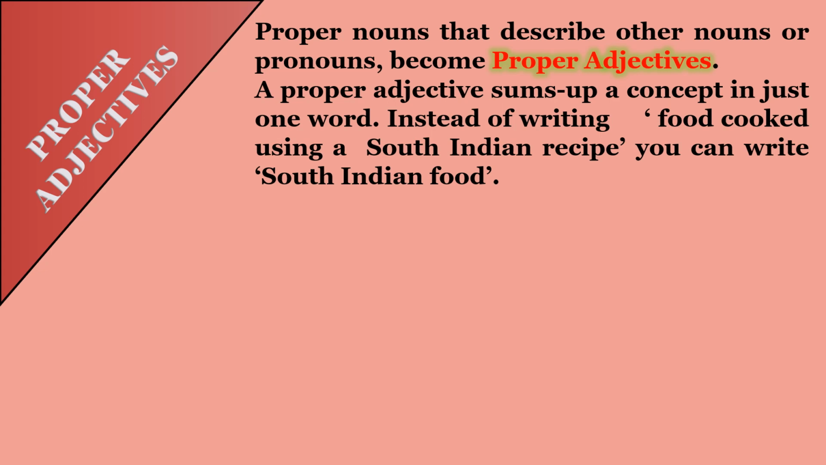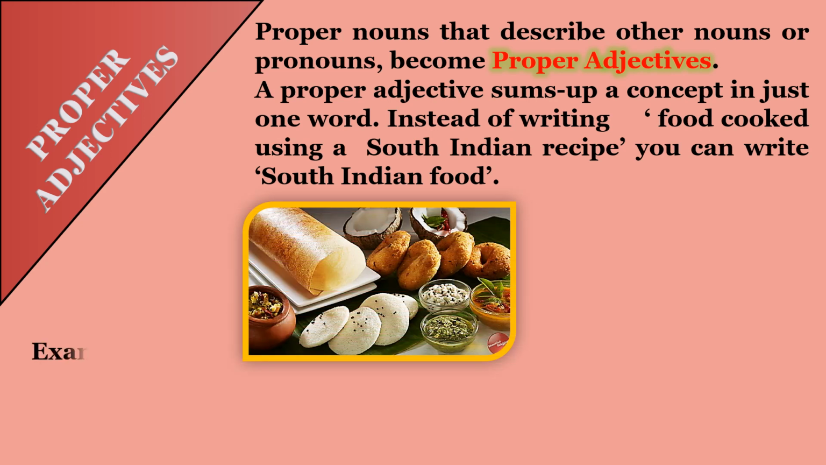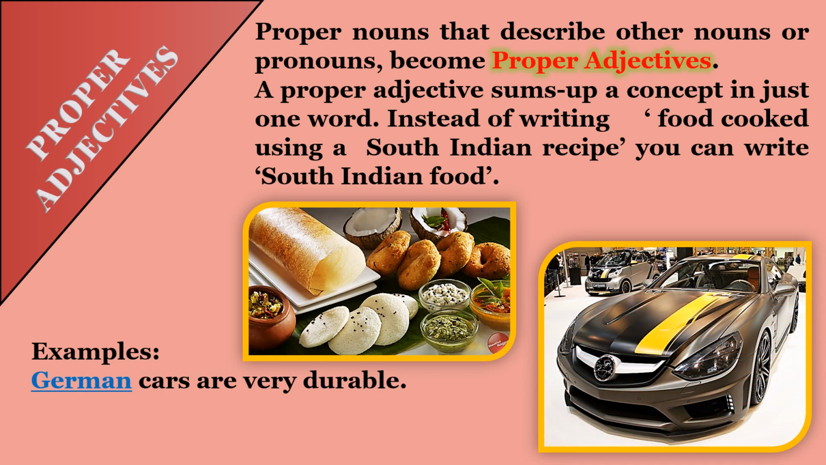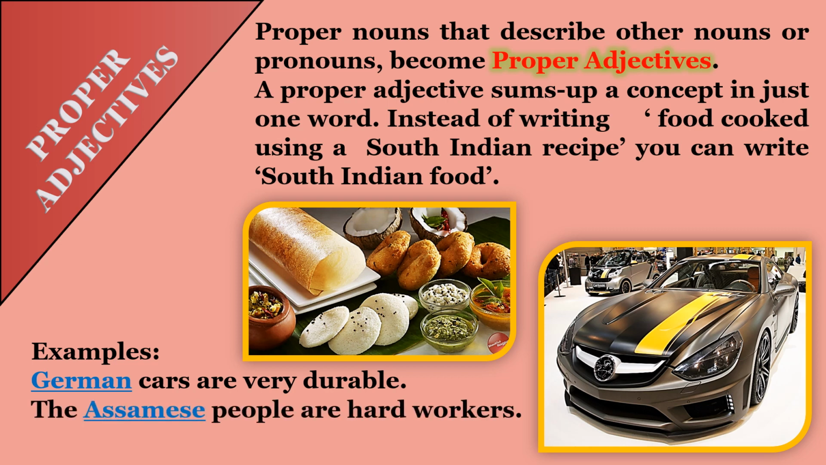You can see South Indian is a proper noun, but it's describing another noun. Therefore now, because it's describing, it becomes a proper adjective. Examples. German cars are very durable. So German, a proper noun, because it describes cars, becomes a proper adjective. The Assamese people are hard workers. Assamese is describing the people. What type of people? Assamese people. So Assamese now becomes a proper adjective.